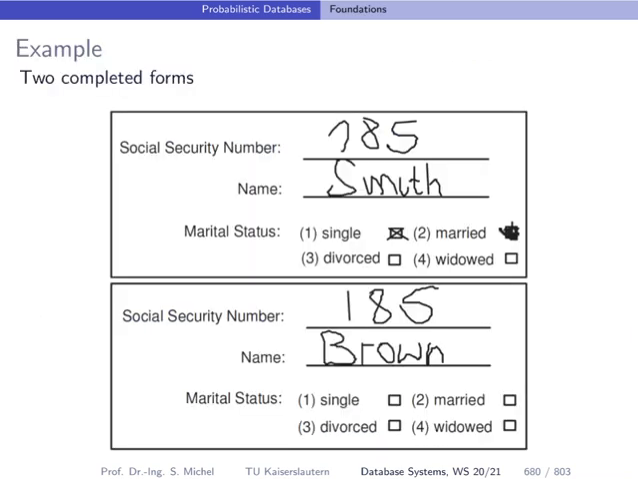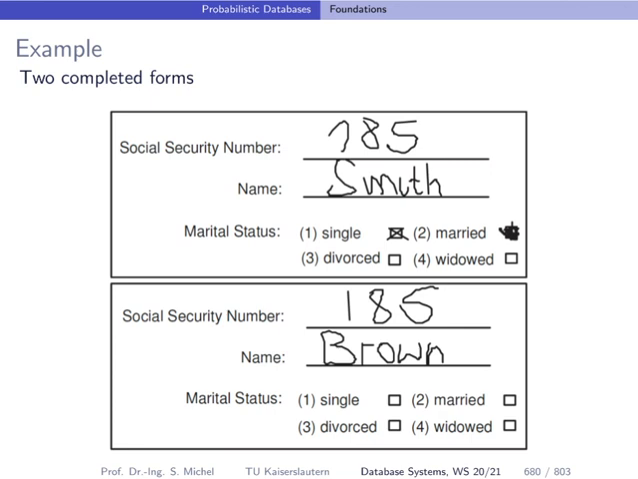So first of all, why are we talking about probabilistic databases? And well, this can be very easily motivated. Have a look at this example. So there are 2 forms completed by different people. And if you're looking now at these forms where handwritten information was inserted, it is not fully clear what kind of information we see. So it's not fully certain. And this is where probabilistic databases come into play.